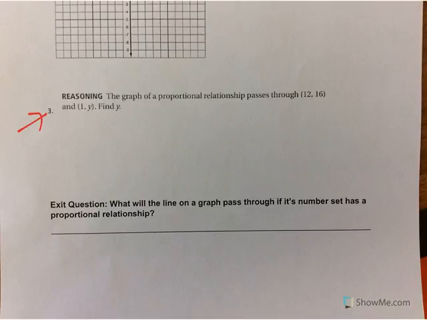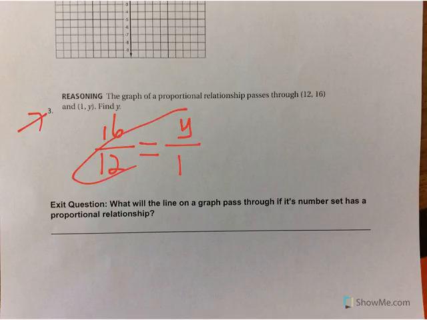Also with that one, the graph of a proportional relationship passes through 12 comma 16 and 1 comma y. It's asking you to find y. I'll give you a hint on that. Want to set it up as a proportion. And again, we like to have the y's on top, so 16 over 12, and we want to know is that equal to y over 1. So to solve this, just do your cross products. So 12 times y has to equal 16 times 1.